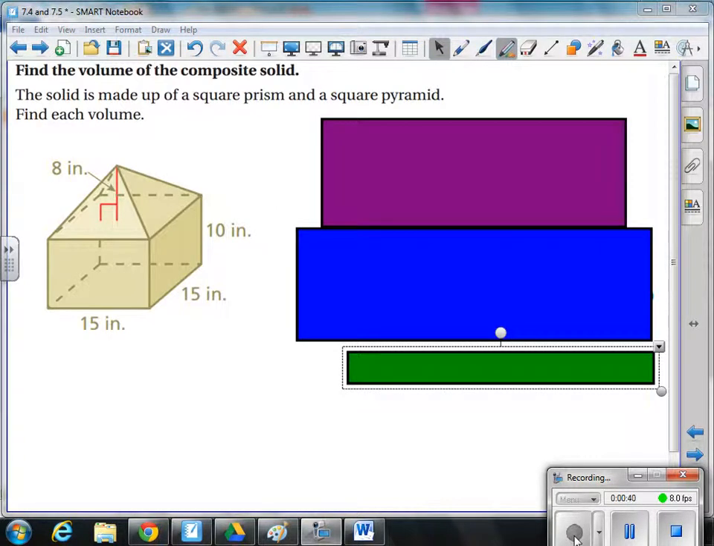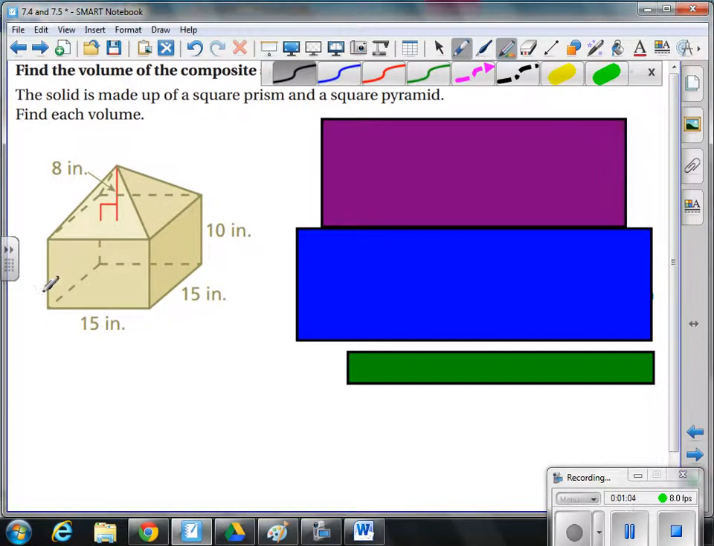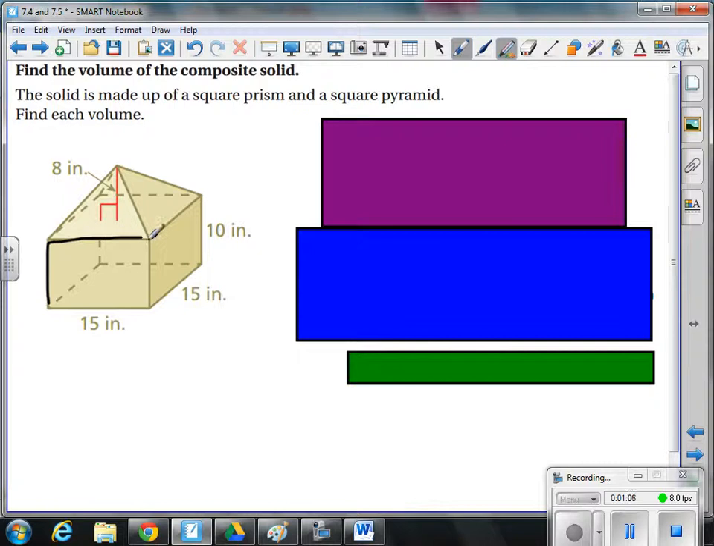So today we're going to spend some time finding volume of composite solids. The word composite means a shape that's made up of more than one three-dimensional figure. So if you look at this shape, it's made up of two shapes. It's made up of this rectangular prism on the bottom, and we also have the pyramid that's sitting on top.